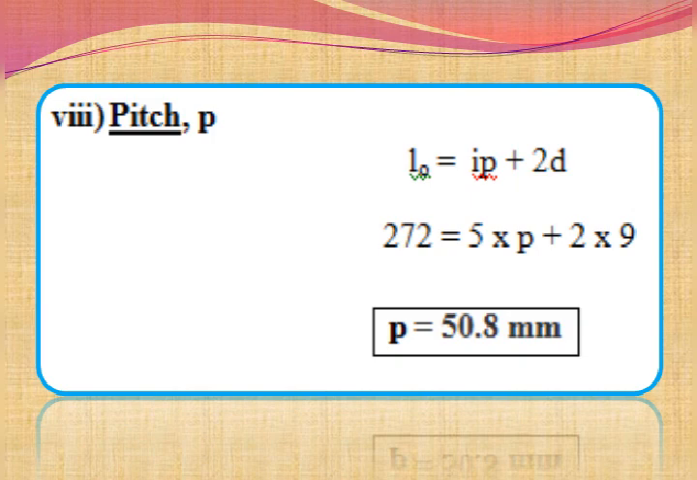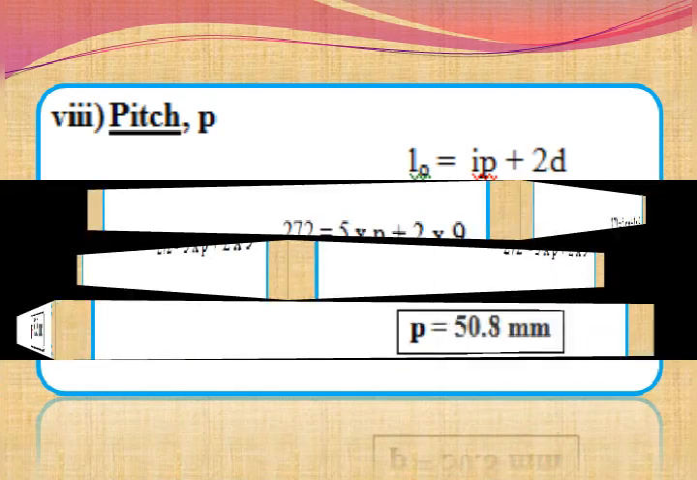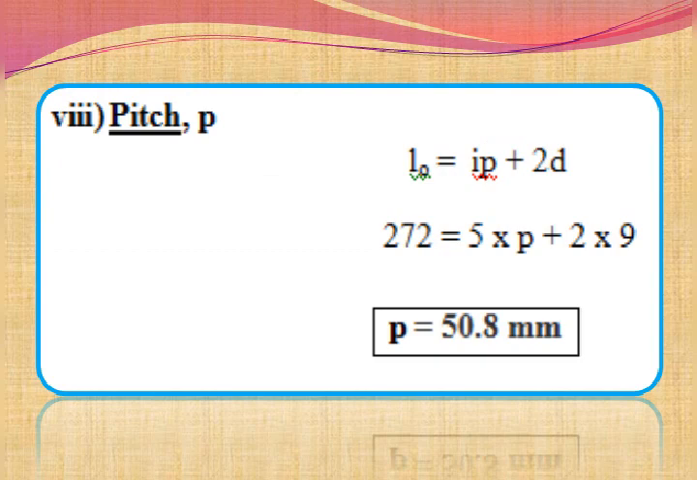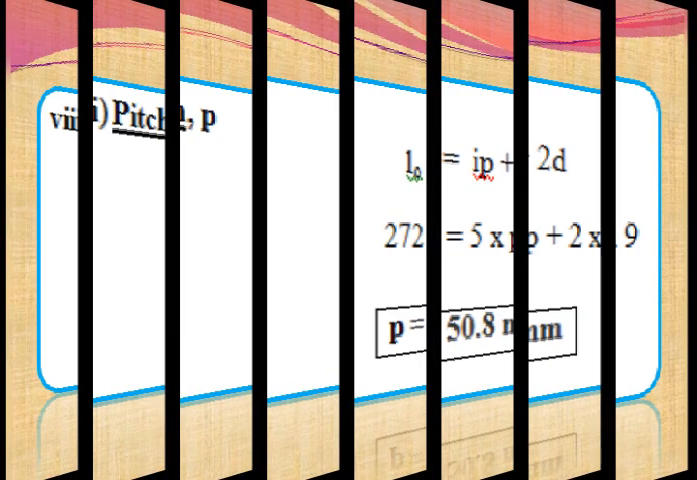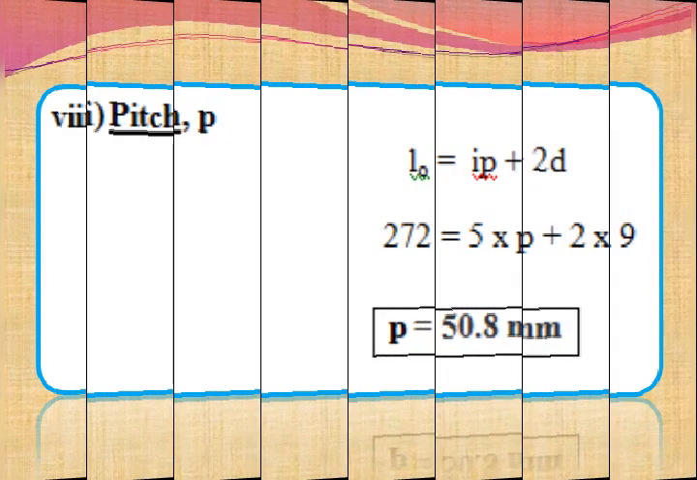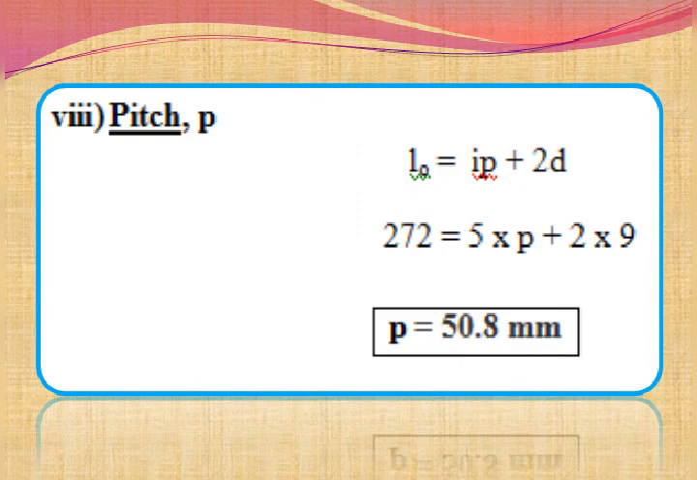Now the final dimension of the spring is the pitch. Pitch P, by using the free length equation, L naught is equal to I into P plus 2 times d, that is 272 is equal to 5 into P, the number of coil turns being 5, plus 2 into 9, where 9 is the wire diameter. By simplifying this, we get pitch P is equal to 50.8 mm. This is about the complete solution.